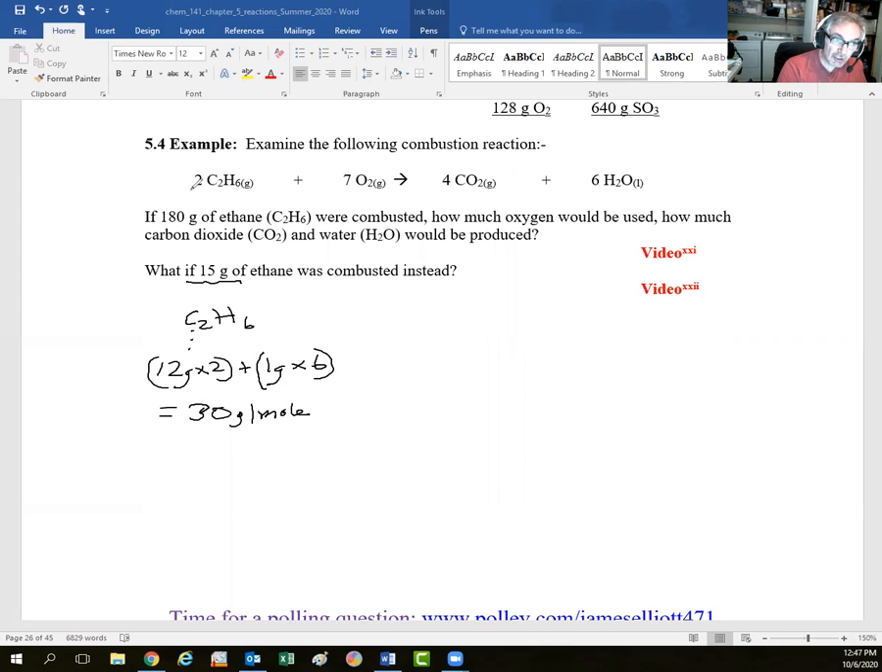And normally the equation uses 2 moles, but how many moles is 15 grams? Well, we take that total mass divided by our unit mass, or molar mass. So the 15 grams divided by 30. That comes to 0.5 moles, or half a mole.